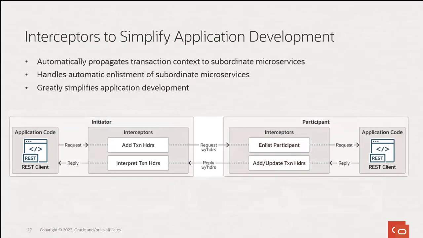Something else we do is we also provide interceptors. So these interceptors handle REST requests. They intercept the outgoing REST request to add transaction headers. So the participant that's being called can examine those headers, and then enlist the participant in the transaction. So by using these filters, which are provided and registered automatically by the library, we can propagate the transaction context from one microservice to another microservice. So this eliminates the need for the application to be worried, even in many cases, about the transaction itself.